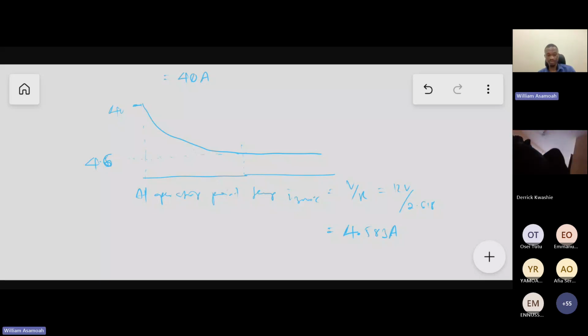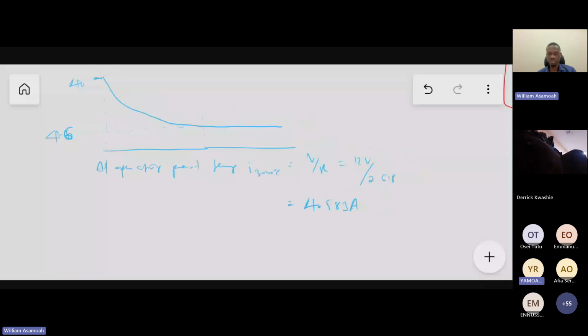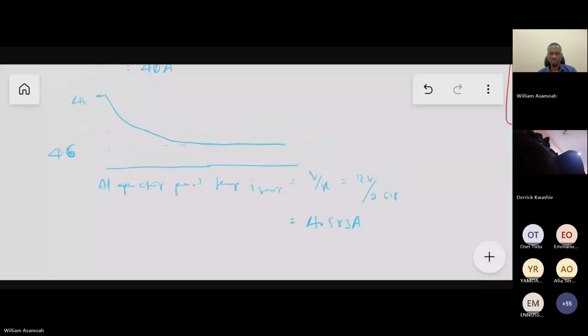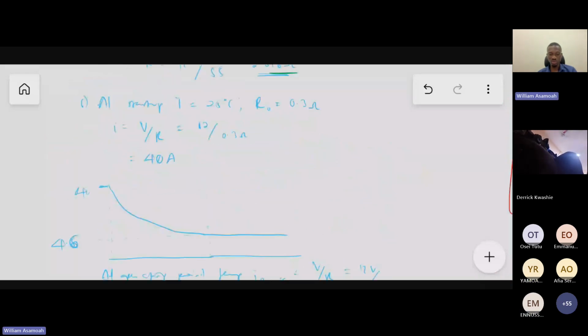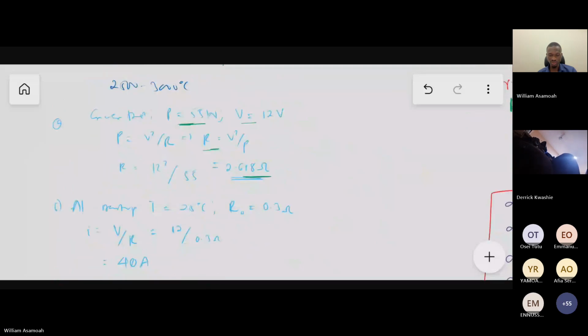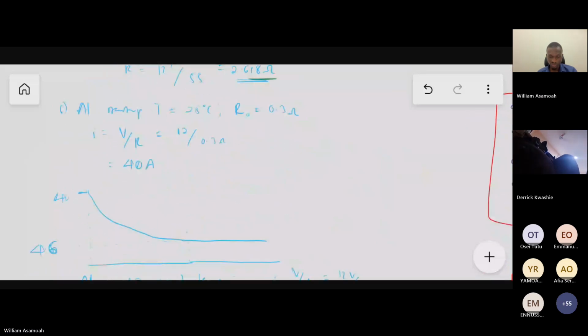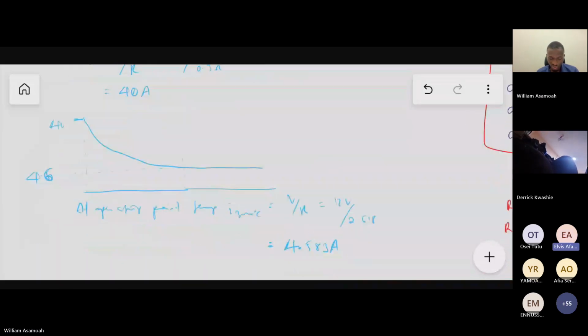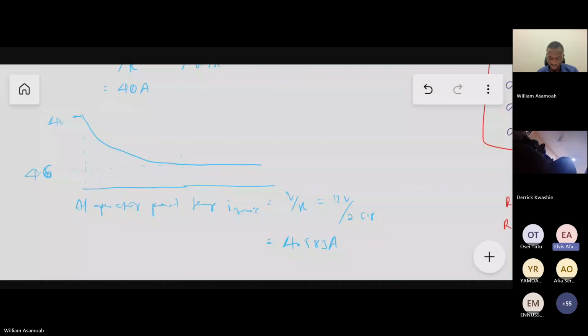Please, do we understand? Yes, sir. Great. Jose, please, which part don't you understand? So I think calculating the resistance for the 3000 degrees Celsius. Yes, sir, the 3000.